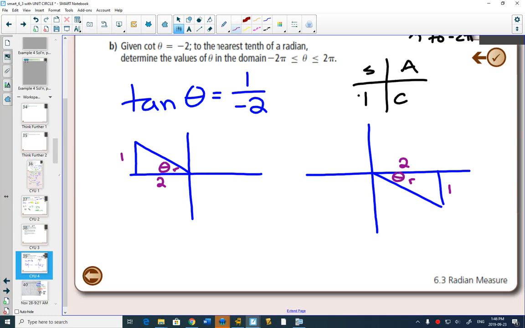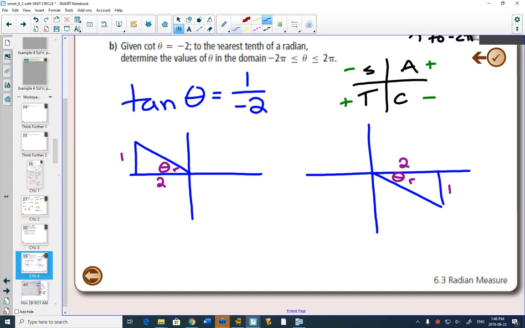Those are the quadrants where tan is negative. According to the CAST rule, tan is positive here and here, negative here and there. Since tan is -1/2, it's going to exist in quadrants 2 and quadrants 4.